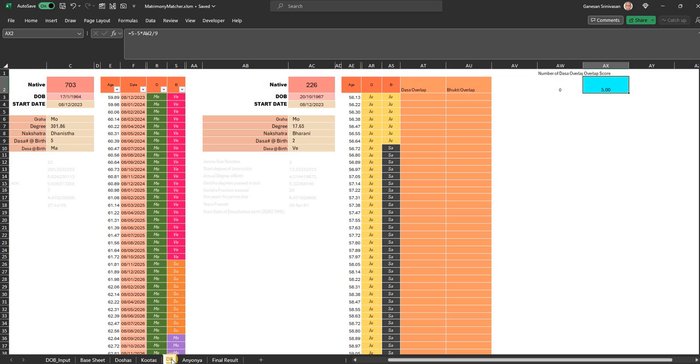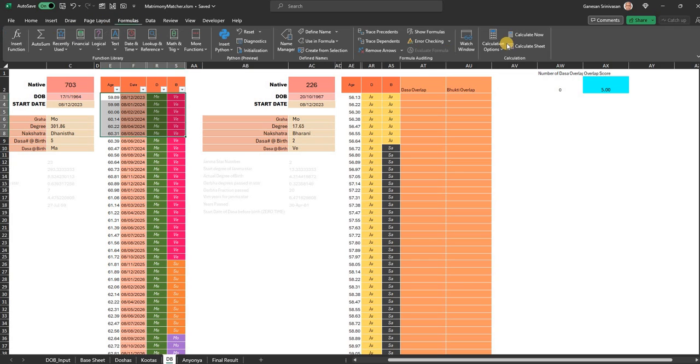Then we have to check the Dasa Bhukti overlap. I have the boy side on this and the girl side on this side, and a given date, especially when you are going to try out a marriage from a given date like today. I have put a given date here. If you put some other date here from which you want to check the Dasa Bhukti overlap, then you'll have to press a calculate button again. Basically go to formulas; it's already automatic, but sometimes I put it under manual, in which case you'll have to press calculate now or calculate sheet again.